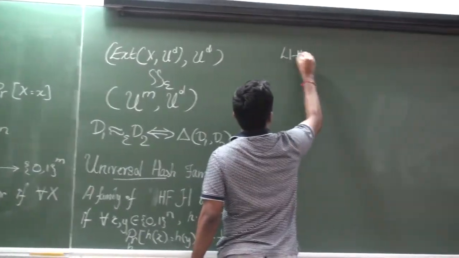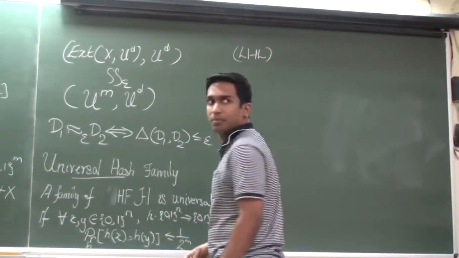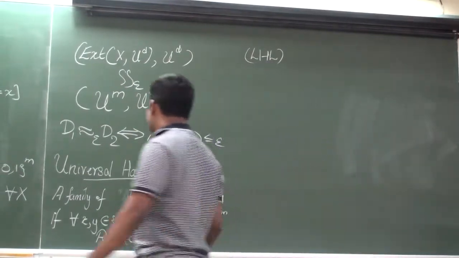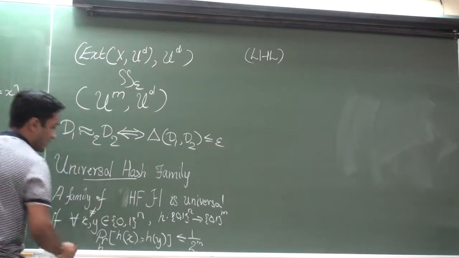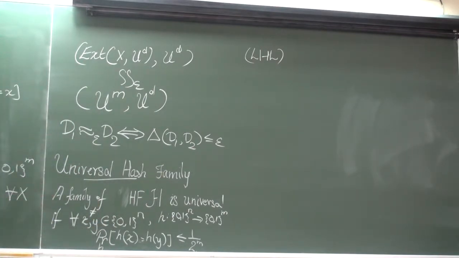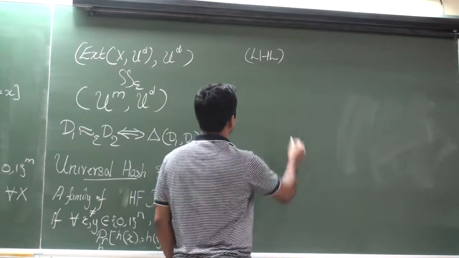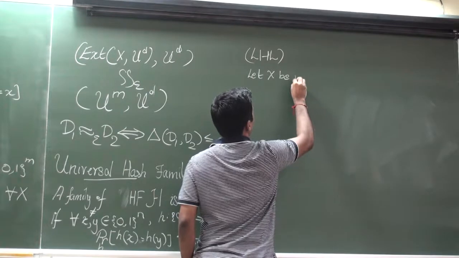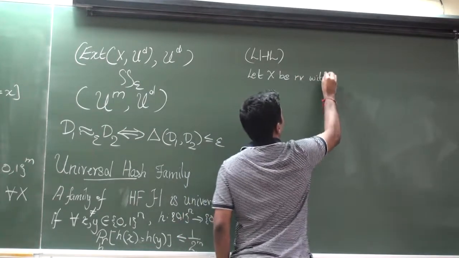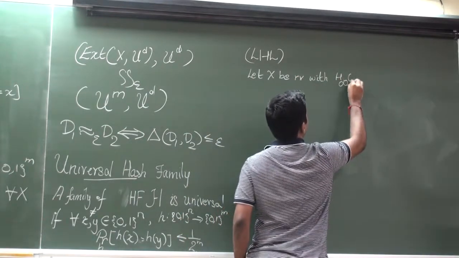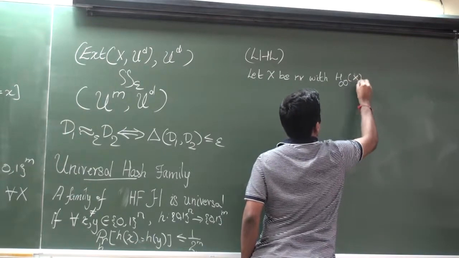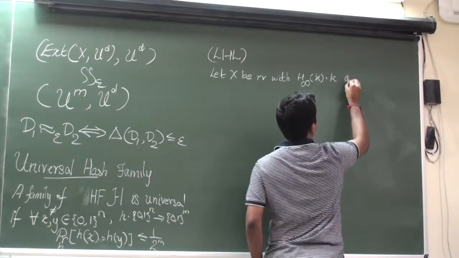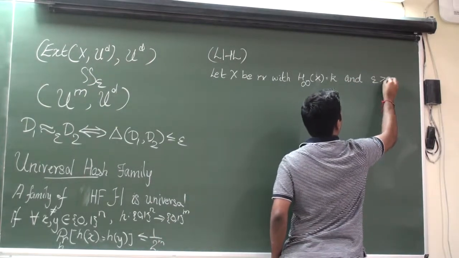Now, the leftover hash lemma says that, we need x not equal to y. So the leftover hash lemma says that: let x be a random variable with min entropy equal to k, and say epsilon is some constant greater than 0.